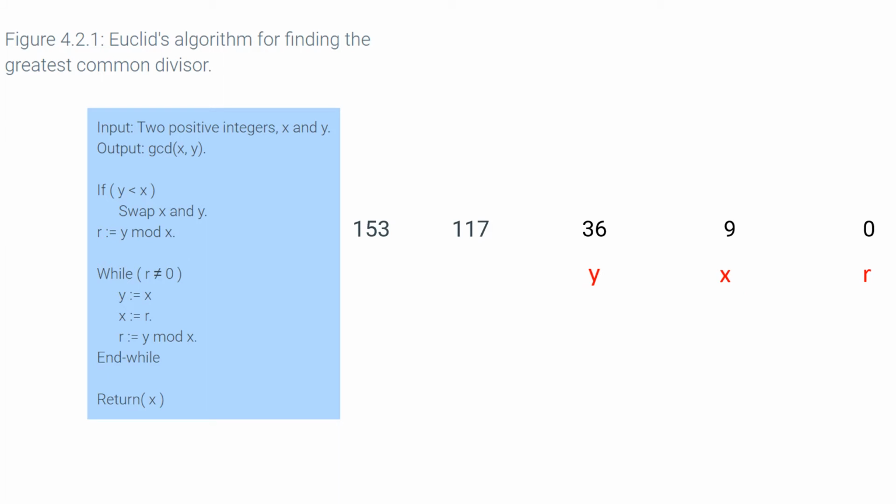And now r is 0, so we would not do that loop again. And then notice what it says here, return x. And that's the one right before we get the 0. So returning the x would then give us the correct GCD of those first two original numbers.